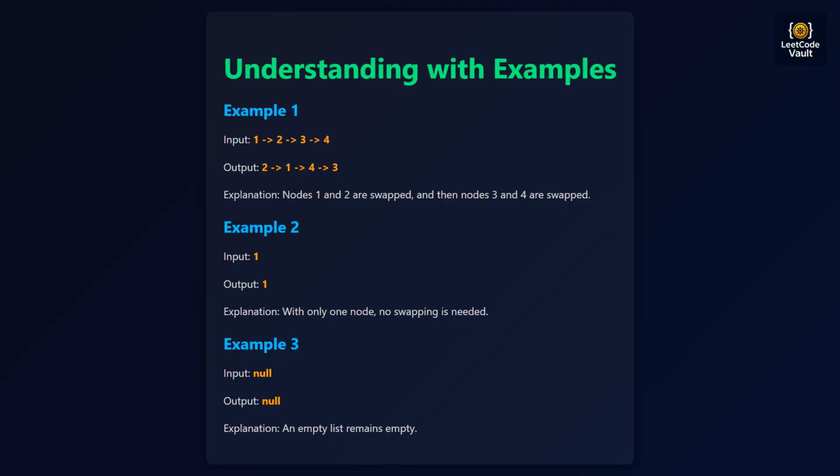Let's solidify our understanding with a few examples. Imagine the input list 1, 2, 3, 4, 5. After swapping pairs, we get 2, 1, 4, 3, 5. Notice how the last node remains unchanged because it doesn't have a pair. Now consider 1, 2, 3, 4. This becomes 2, 1, 4, 3.